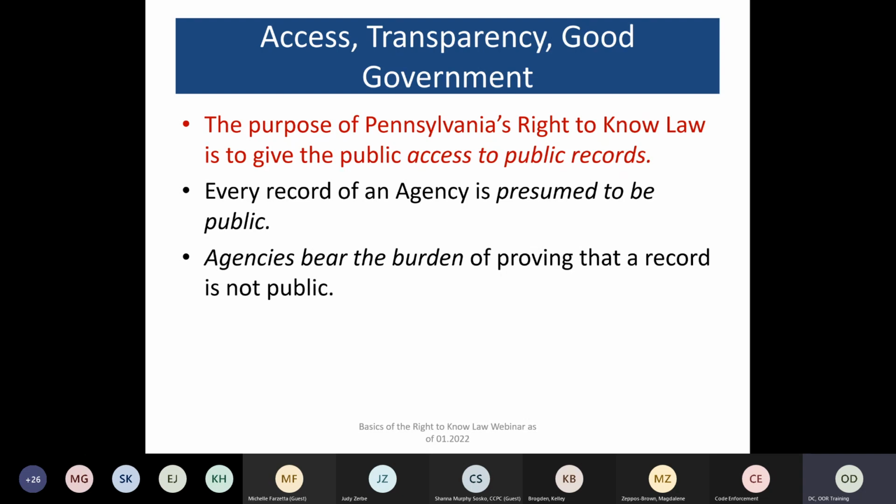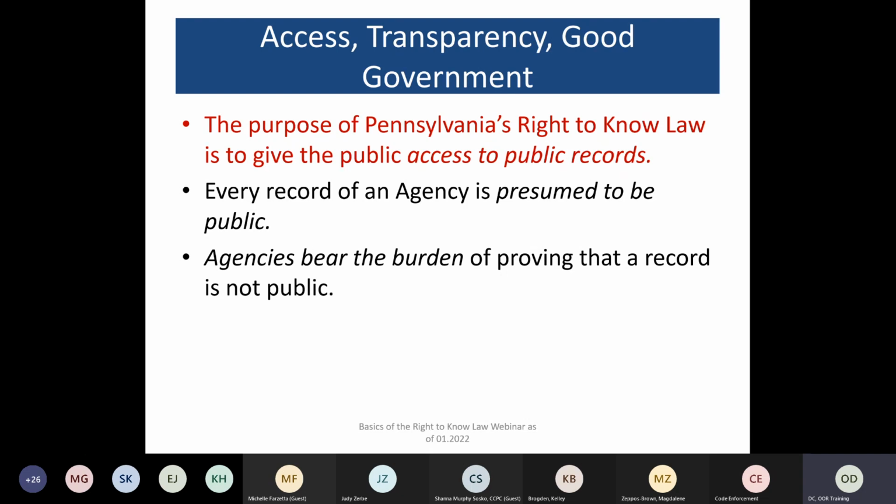Now, from an agency perspective, that seems rather daunting. Quite often, someone gets appointed new as the agency open records officer, or they get their first right to know request. They hear this and they get all wigged out and think, oh my gosh, everything in the office is going to end up on the front page of tomorrow's paper, or somebody's going to put it on their Facebook page. And I'm here to tell you that that's not the case.